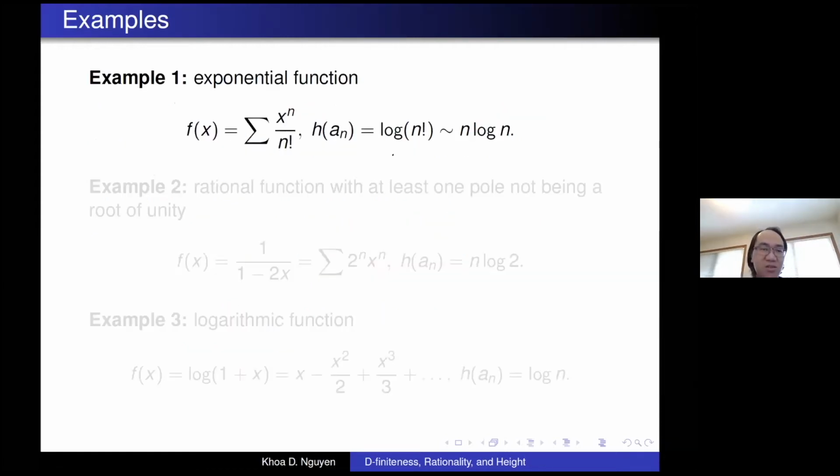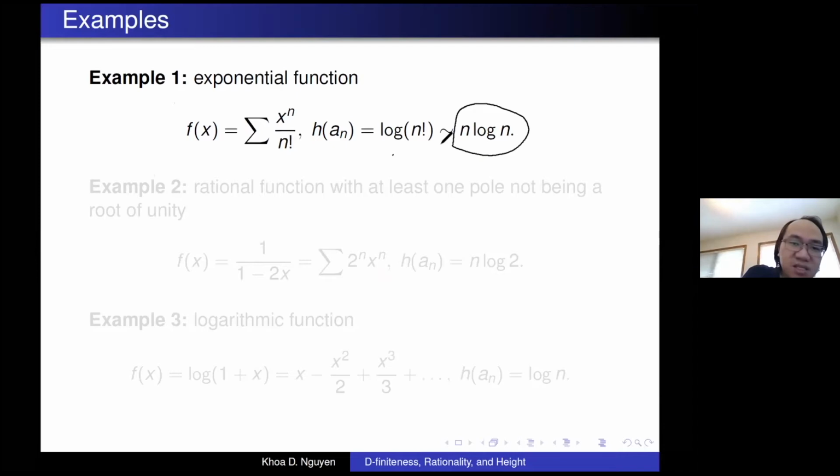All right, so first one can consider the exponential function, sigma x to the n over n factorial. In this case, the height of the coefficient 1 over n factorial is the same as log n factorial, which is more or less n log n. So this is one kind of function that can appear as the growth of the height of the coefficients: n log n.